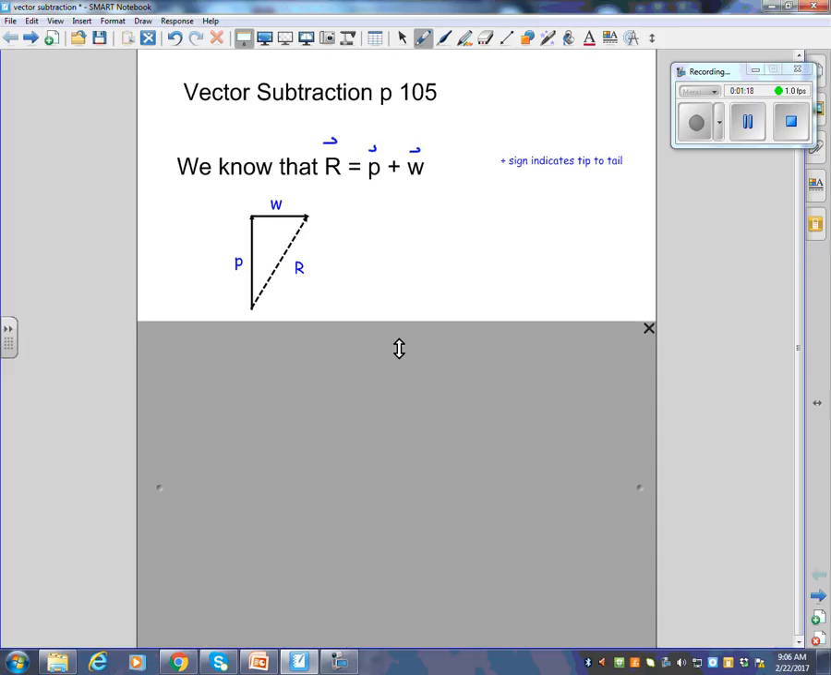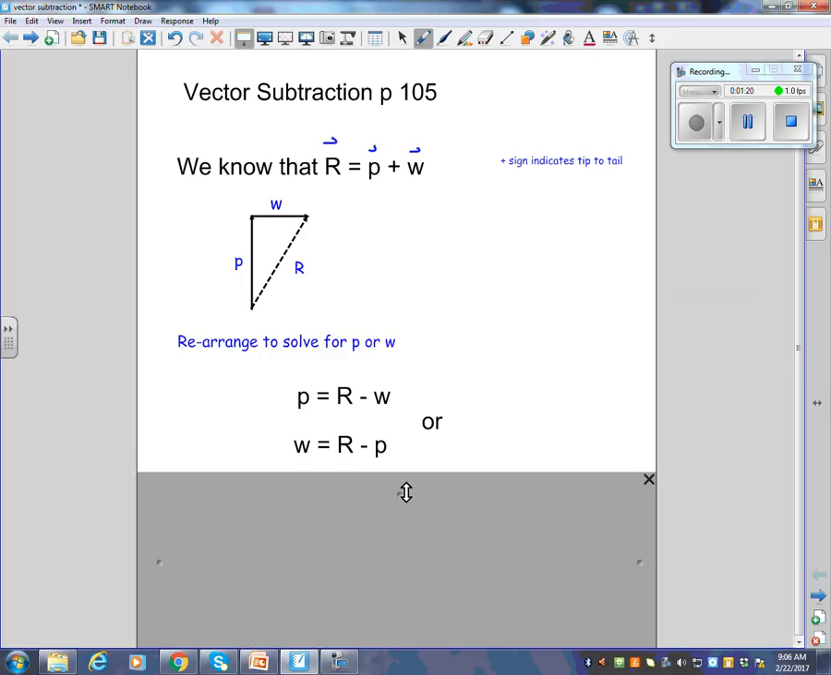I went through this last year as well. So if we rearrange to solve for the plane velocity or the wind velocity, we would rearrange R equals P plus W, and you would get P is equal to R minus W, all vectors, or W is equal to R minus P. You might remember doing the vector golf assignment with the ball in the wind and stuff like that. Okay?